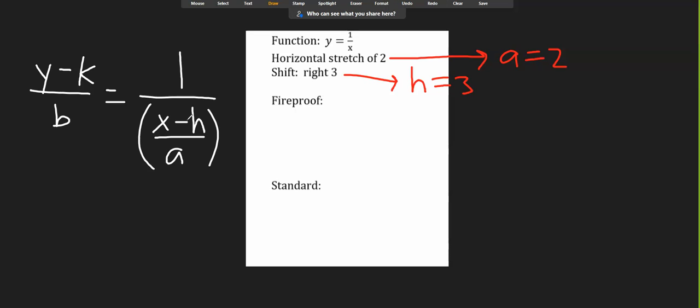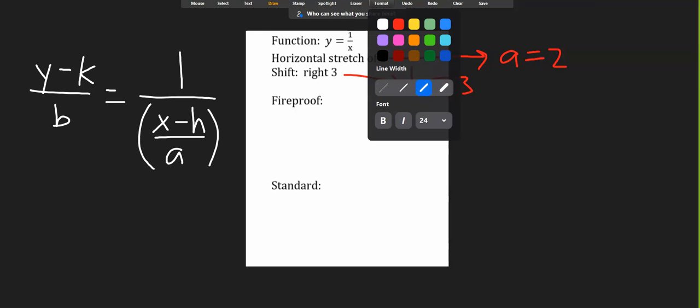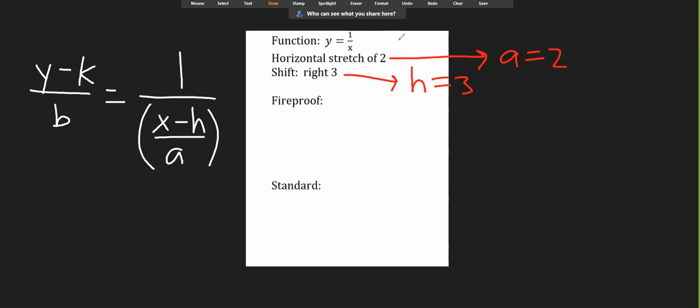All right, now let's see what we can replace. Well, they haven't told me anything about k, so there's no shifting up and down. So we automatically know that that's a 0. There's no stretching or shrinking in the vertical direction, so we know that's a 1. We do have an h and an a value. So literally my fireproof form is going to look... Now, could I write minus 0 divided by 1? Yeah, I could. There's no reason to. I literally could do y.